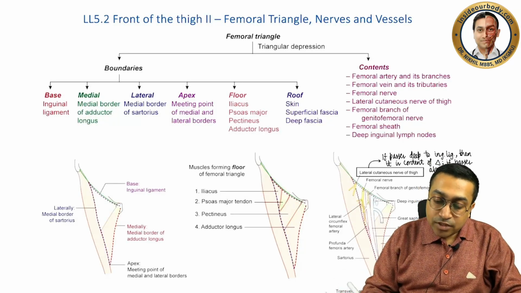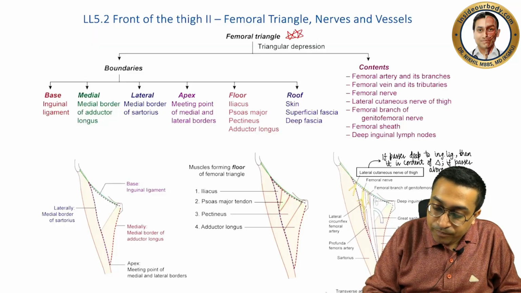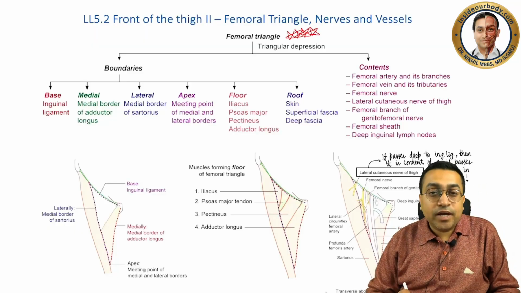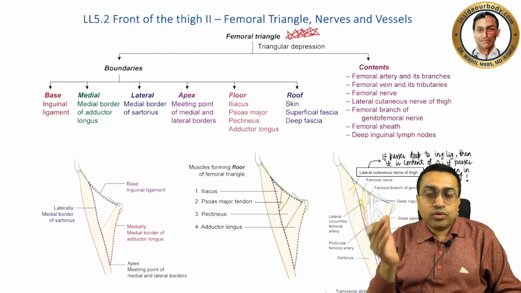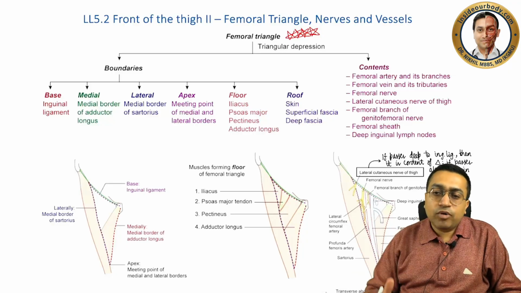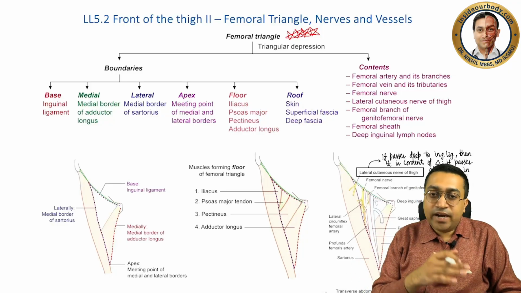So next, the most important topic of the lower limb, that is the femoral triangle. As it's a triangle, we know that when we study any triangle in the body, we always study it in the form of headings, like the boundaries and its contents.